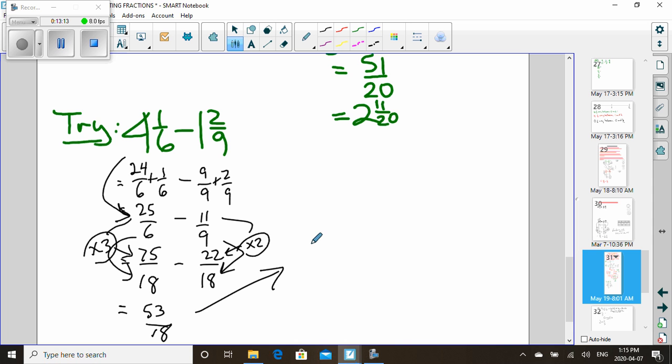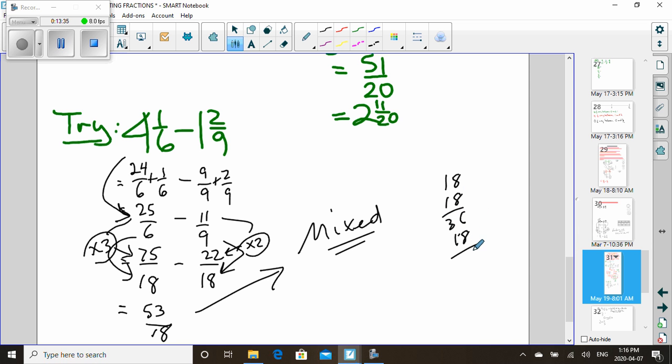Now our last step, back into mixed. I know I'm going fast. You can slow this down, of course, and rewind and go as slowly as you like. 53/18. How many 18s in 53? Well, there we go. 18 plus another 18. What's that? 36. Okay, so we know at least there's 2.